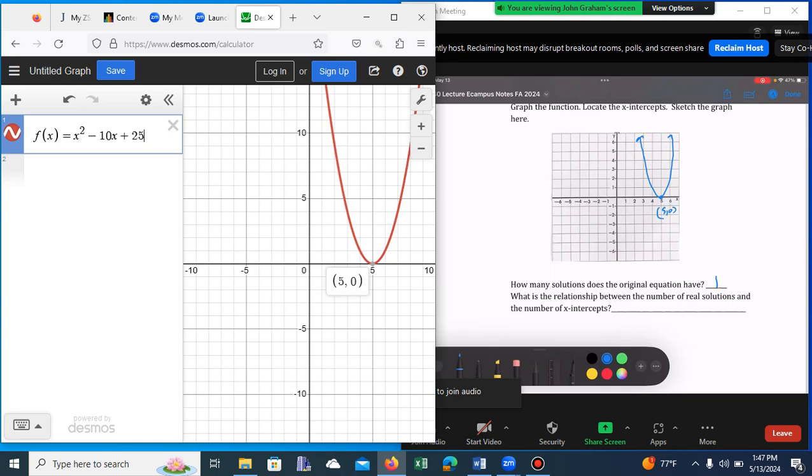And so the relationship between your real solutions to the equation, say equals 0, to the function, say equals 0, and the number of intercepts is that they are the same.